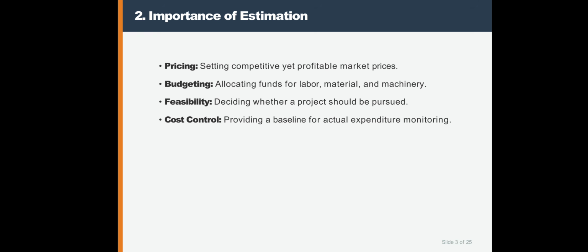Feasibility means deciding whether a project should be pursued. The final one, cost control, means providing a baseline for actual expenditure monitoring. These are the four importance of estimation. Once again, these are the most important terms of estimation, that is pricing, budgeting, feasibility and cost control.